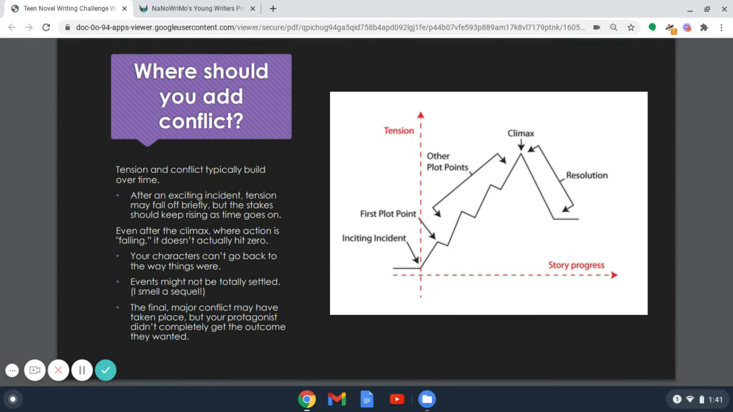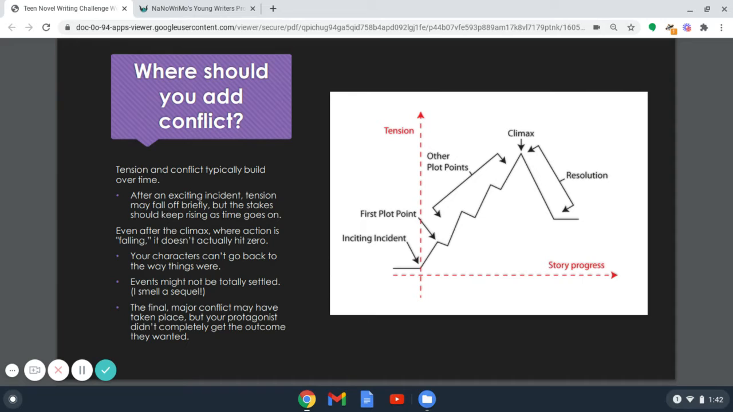You also want to consider that they typically build over time, but it's not constant. So after you have an exciting incident, your first plot point, you notice that tension falls off briefly here. But over time, we end up all the way up here, even though there are drops in tension along the way. Okay.